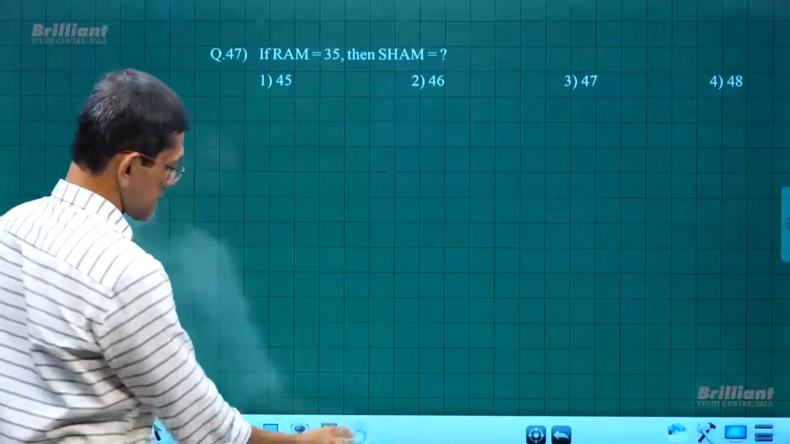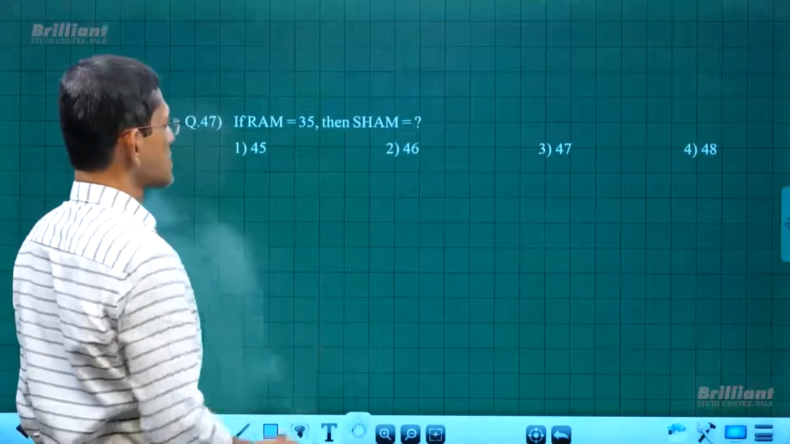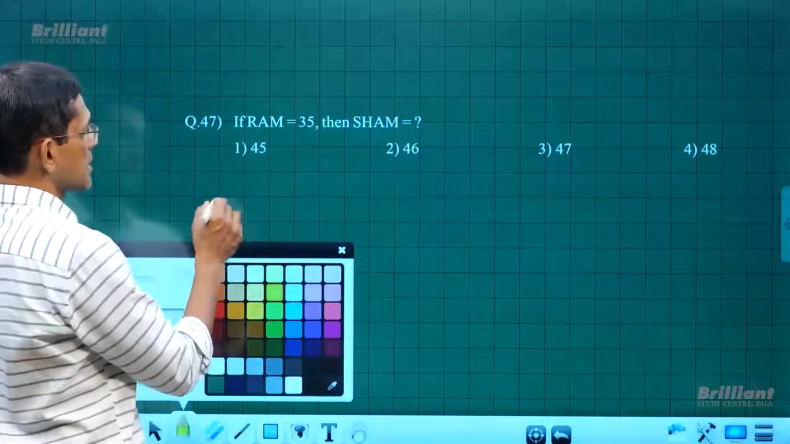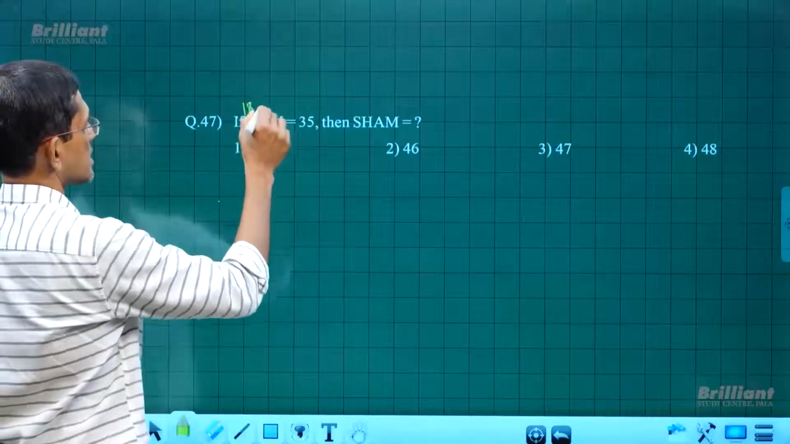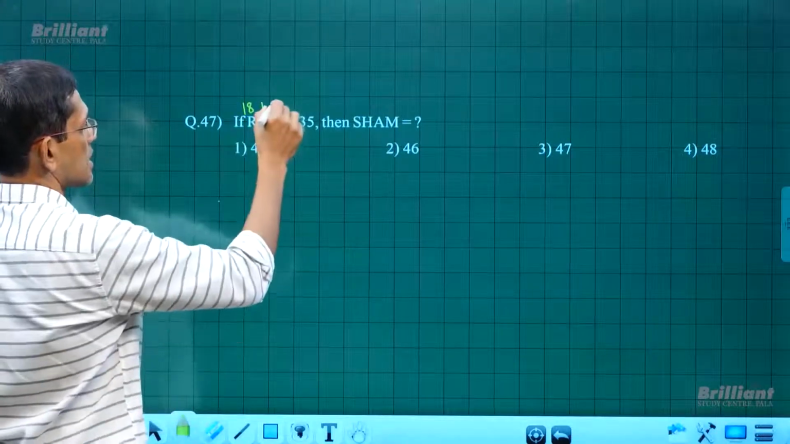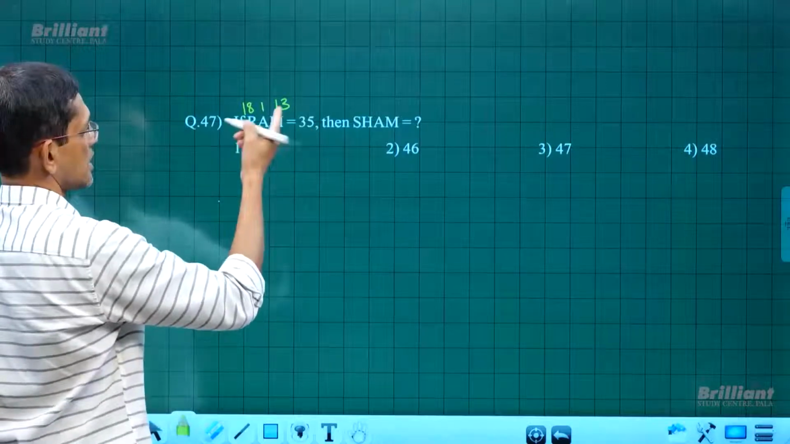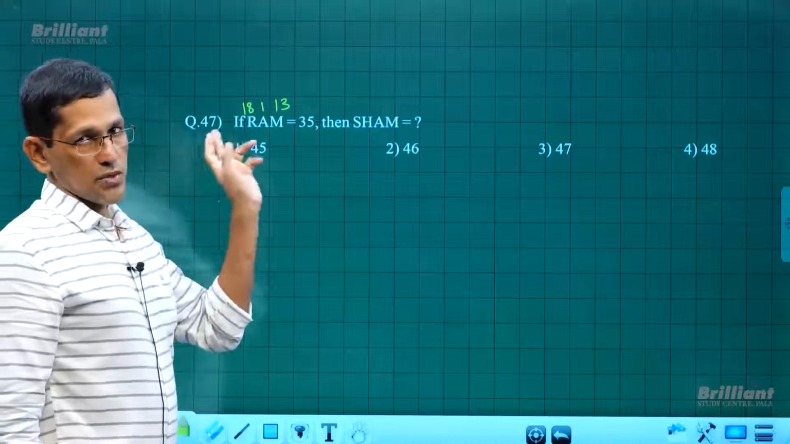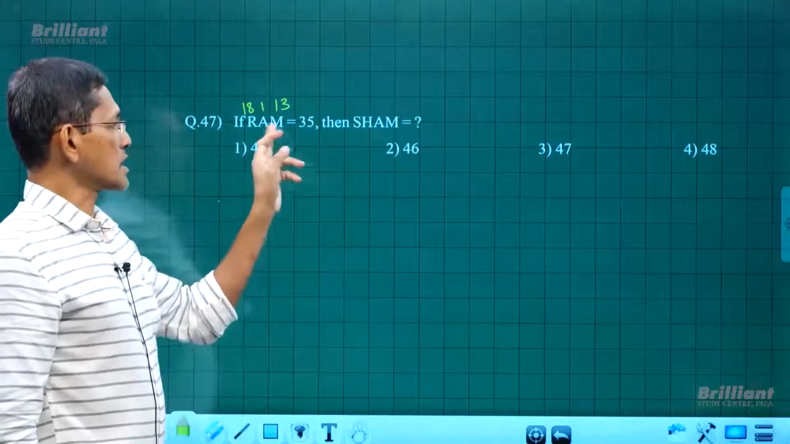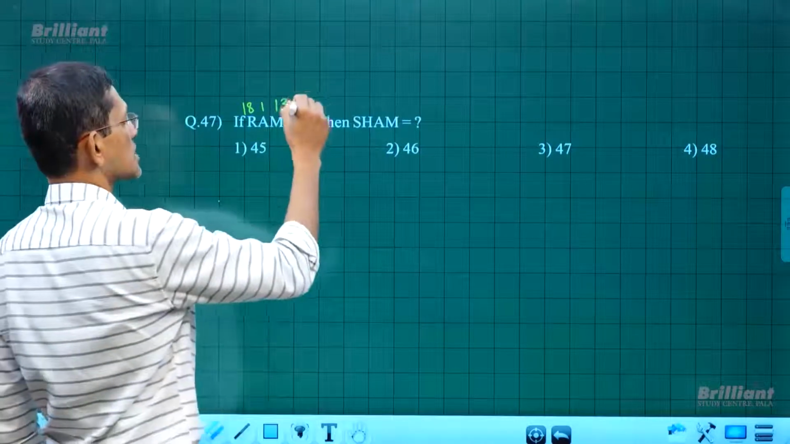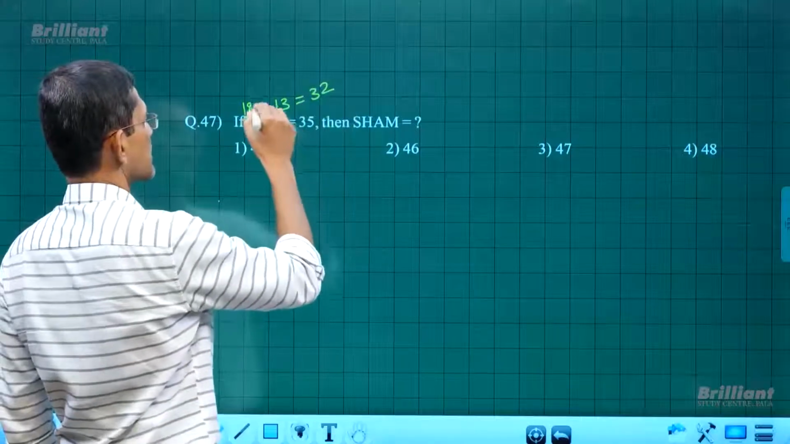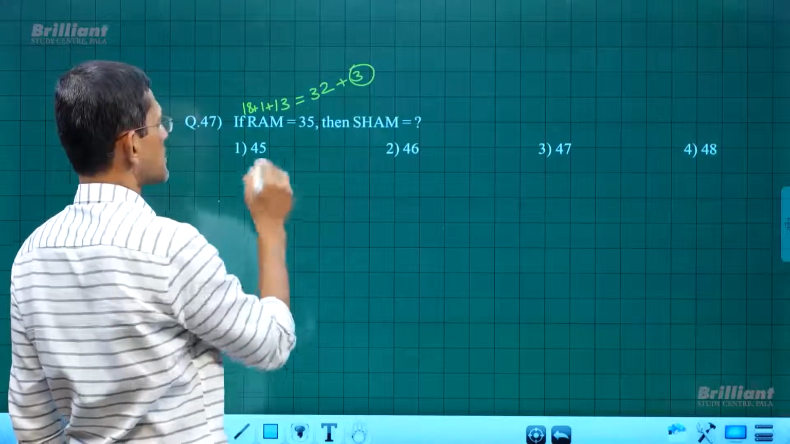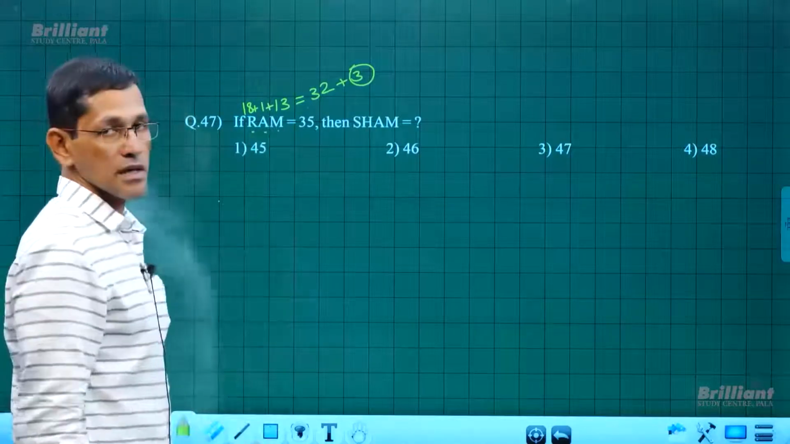Next one, 47. Ram is 35, Sham is what? Ram is 35. How do we get Ram 35? R is 18, A is 1, M is 13. So we have 18 plus 1, 19 plus 13, that is 20 plus 12, that is 32. And this total is 32. And what it is? 35. How come it is 35? The 32 plus 3. Where does that 3 come from? Probably the 3 letters here.